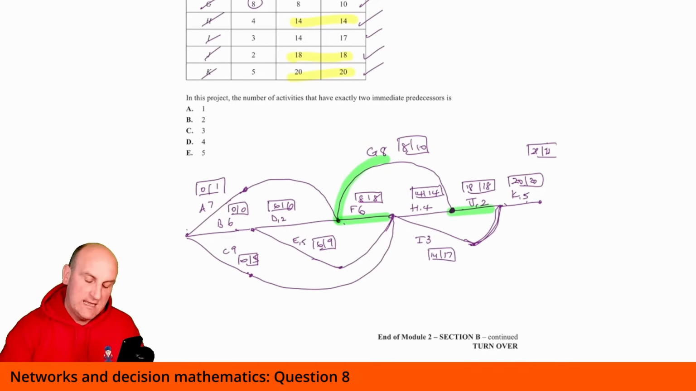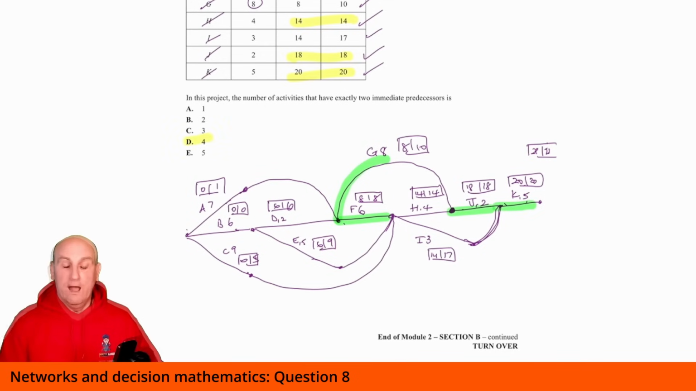So J has two immediate predecessors. Anything else? We've got two lines coming in, and so K has two immediate predecessors. Anything else? Have they got two lines coming in? Nope, that's got two lines going out. So basically, as far as I'm concerned, the correct answer would be, he says, trying to get his highlighter, 4. Oh, that was a long paper. All right, there we go.